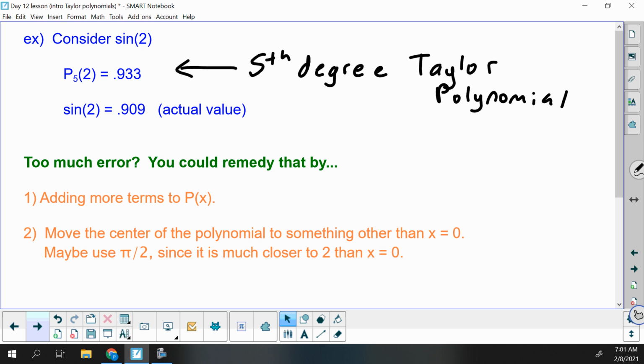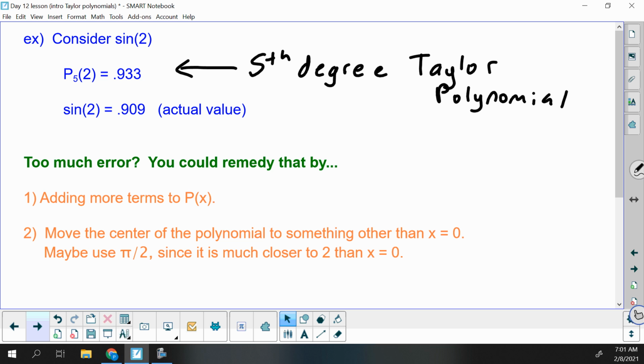So compared to some of the other stuff we've seen, that's not that close, 0.909 to 0.933. So what could we do to make this better? Well, we have two options. We could keep adding terms, because we saw as we added terms, it was a better approximation in a bigger window. Or you could adjust the center. So this one, I don't think I specifically stated it there, but this one was from the one that we built, which was centered at 0.